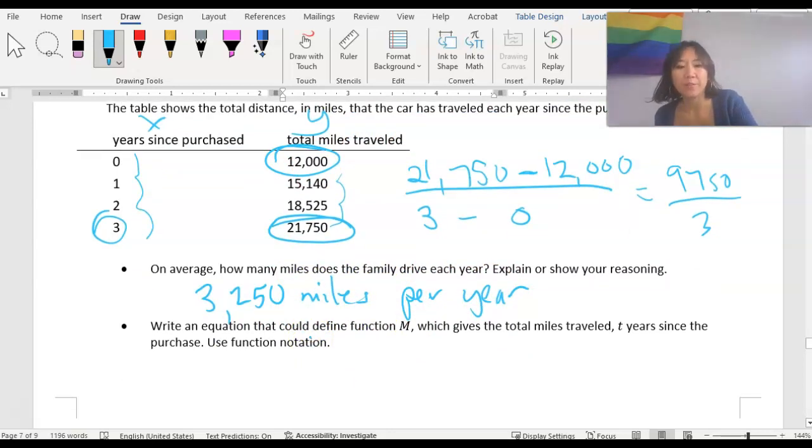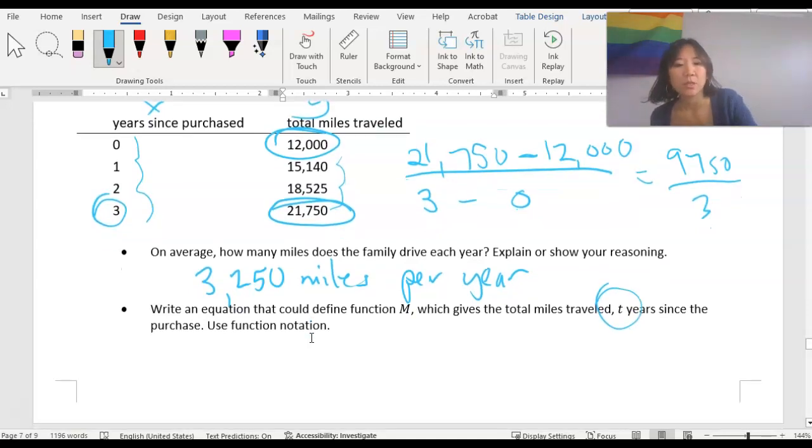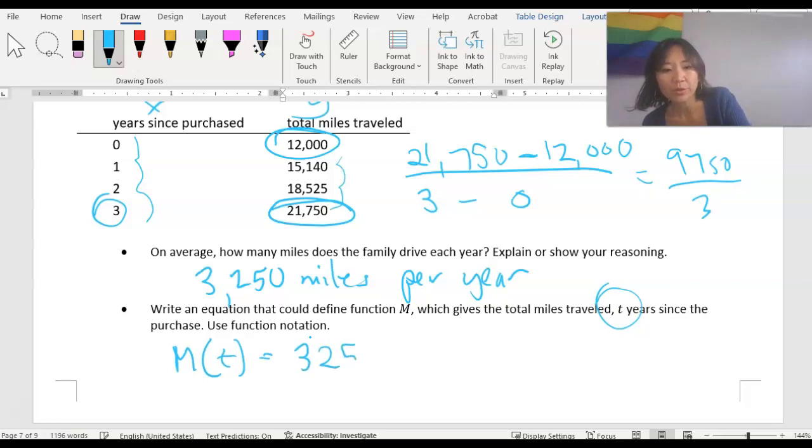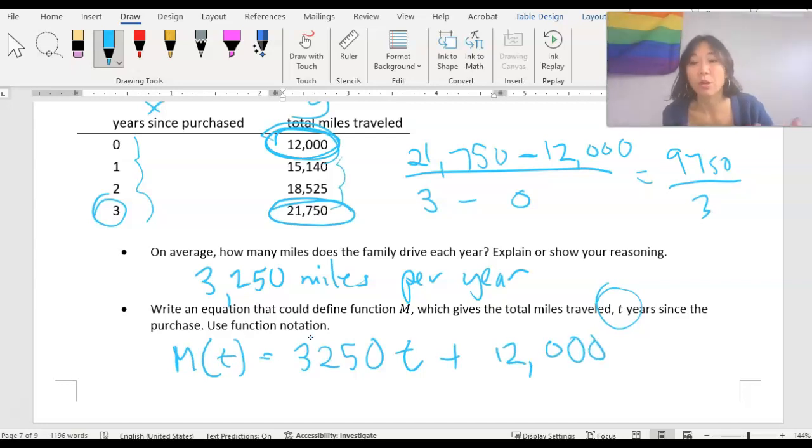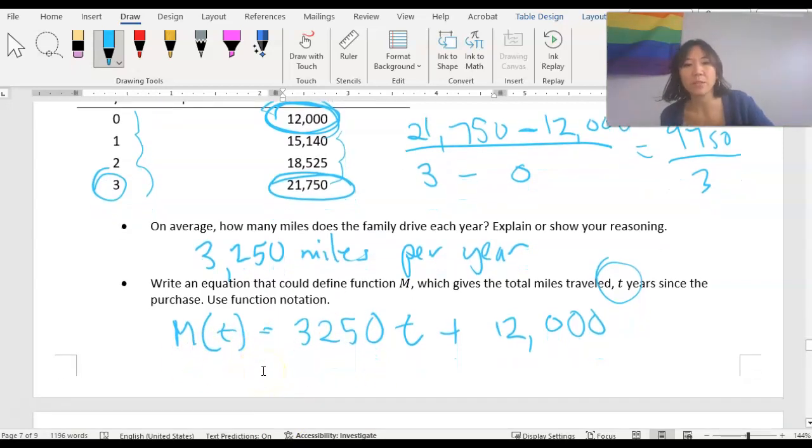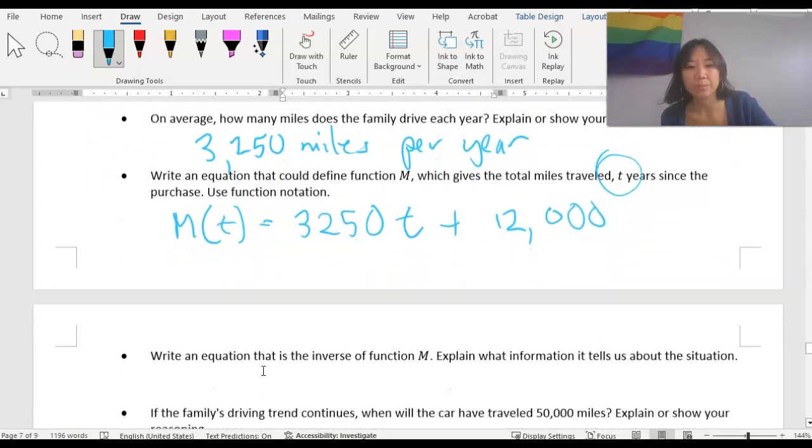Write an equation that could define function m, which gives the total miles traveled t years since the purchase. So we have m of t, miles traveled, and then we are doing our slope, which is 3,250 times the number of years, plus the starting value is 12,000. Right, because they bought a used car, so the car already came with some miles on it. And so then this will tell us the total number of miles on the car after t years.